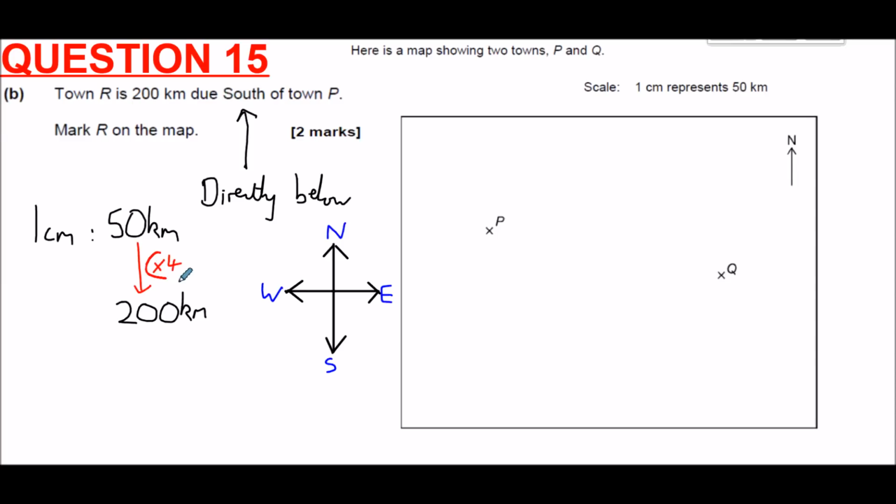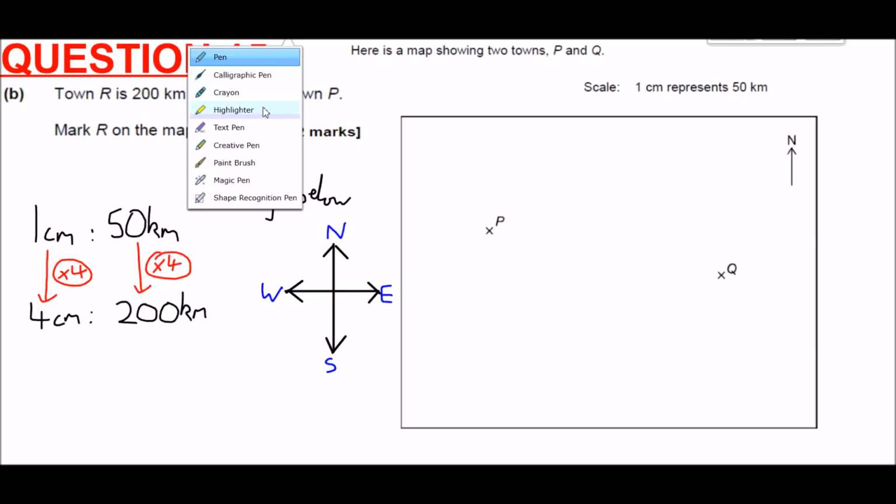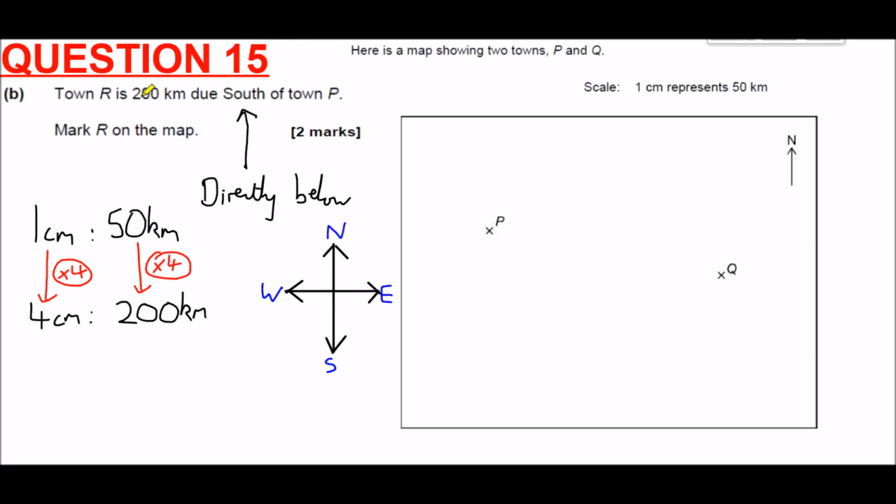So it's 4 lots of 50. So we need to do the same to this part of the ratio as well to keep it in balance. So 1 multiplied by 4 means that on our map we're going to be drawing 4 centimetres. And so 200 kilometres in real life links to 4 centimetres on our map. So town R is going to be 4 centimetres directly below town P.